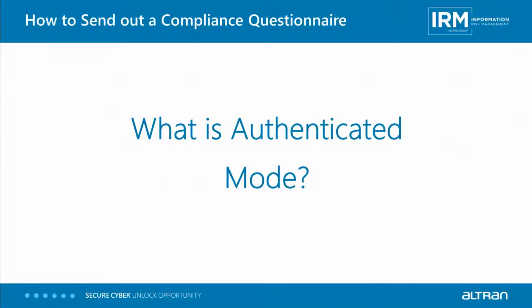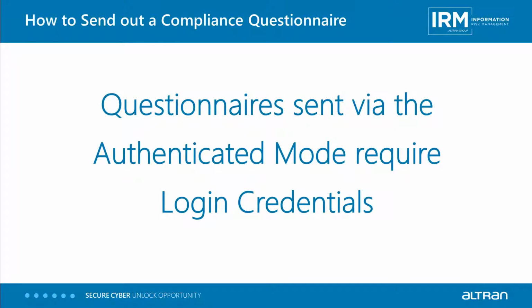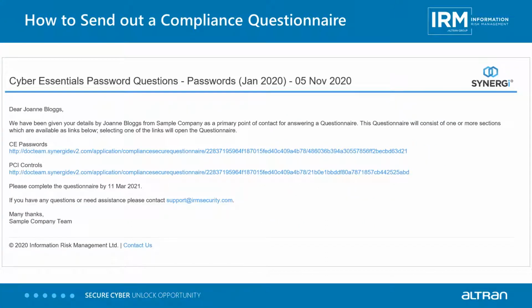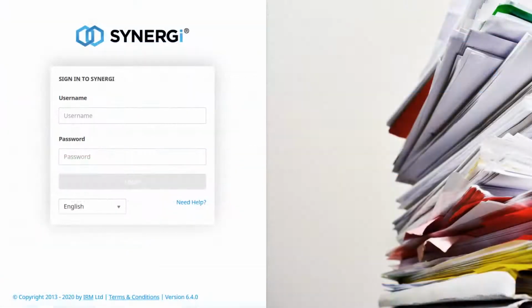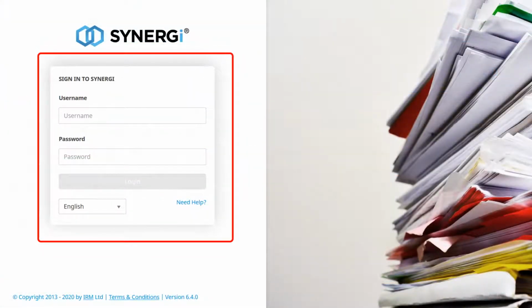What is authenticated mode? A questionnaire sent out via the authenticated mode requires login credentials in order to access the questionnaires. If the questionnaire is sent to an existing user, they can access the questionnaire via the URL found in the email they have been sent, and they can log into the questionnaire view using their username and password.